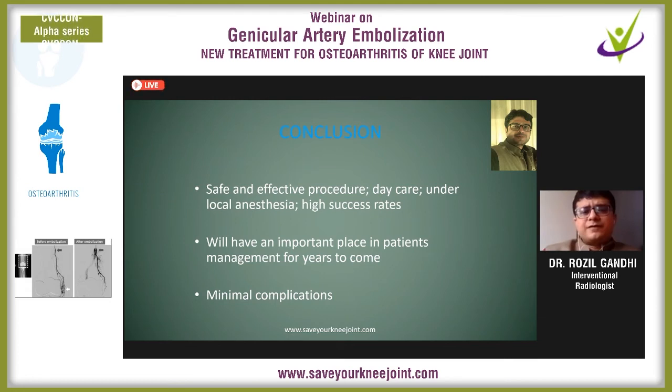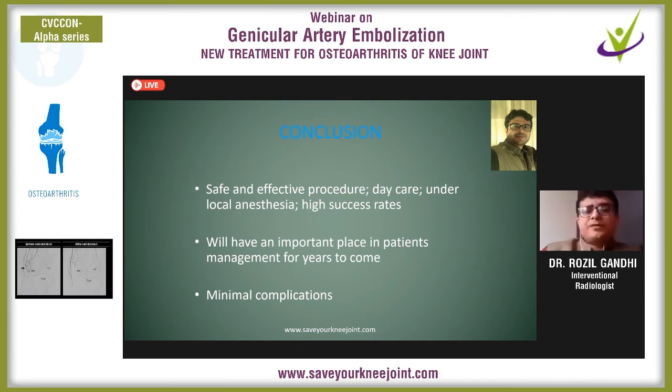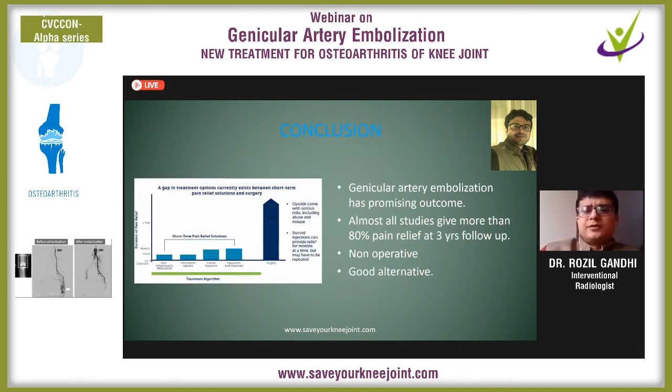As a conclusion, it is a day care procedure under local anesthesia. It will have an important place in between medical management and TKR, because it is minimally invasive. To conclude, almost all studies give 80% pain relief at 3 years, which is very good.